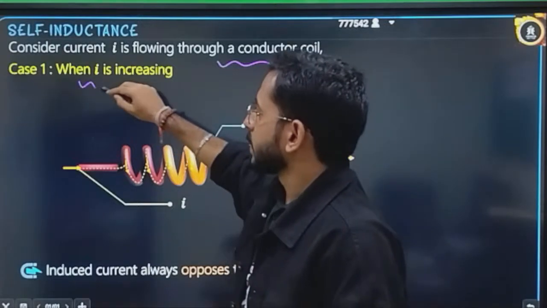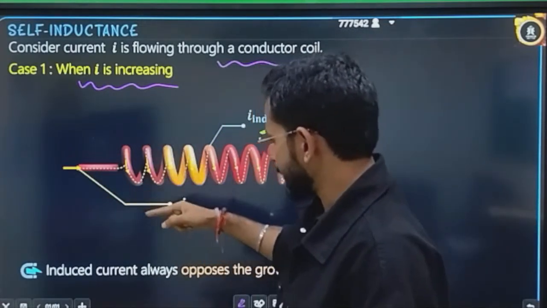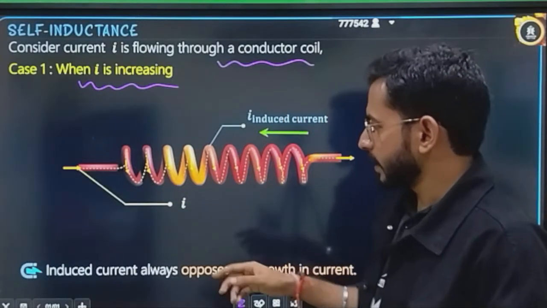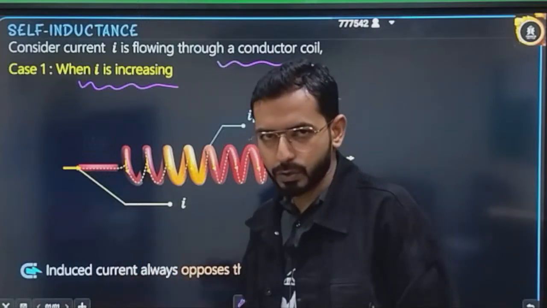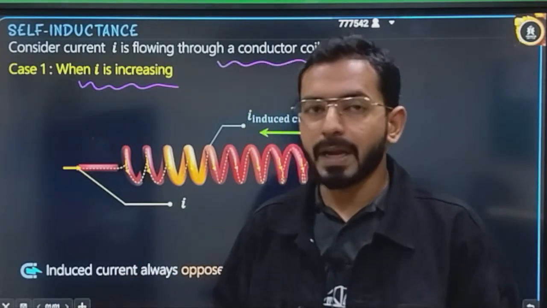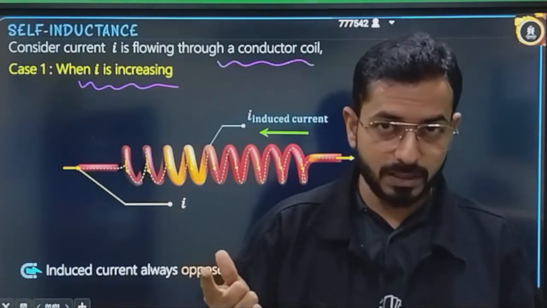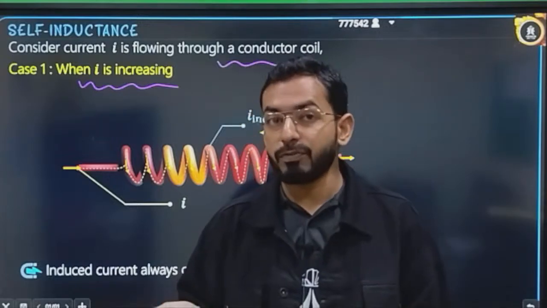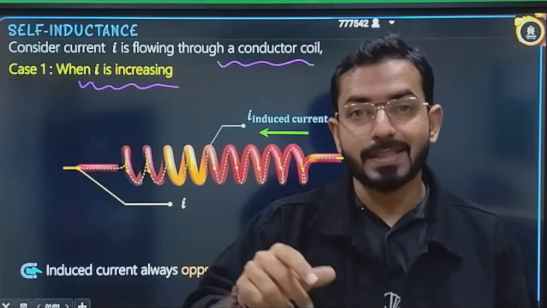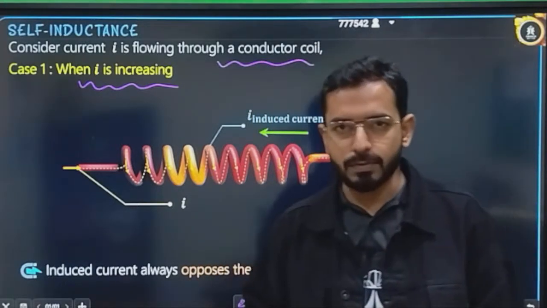Case 1: current is flowing in this way and it is increasing in the forward direction. I hope that this is clear to you. So what will happen if current is increasing? The magnetic field is mu naught N i for a solenoid. That means if current is increasing, magnetic field is increasing. If magnetic field is increasing, flux is increasing. And you know, students, from the first and second law, if flux is increasing, it is mandatory to induce some current as well as some EMF.